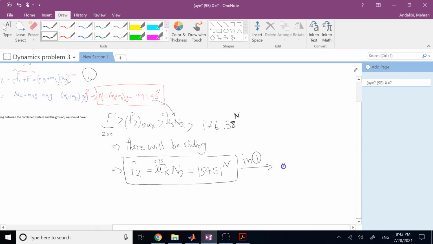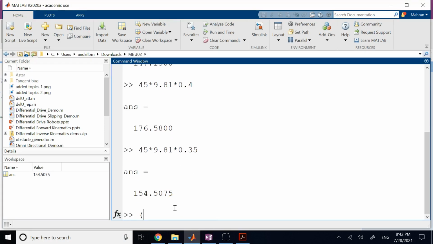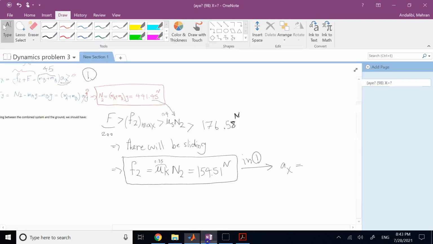So if I calculate that, your AX of the combined system is going to be 200 minus this number divided by total mass, which is 45 kilogram. Correct? So let's get that number. So here we go. 200 minus answer divided by 45, and the number is going to be 1.01, units meters per second squared.